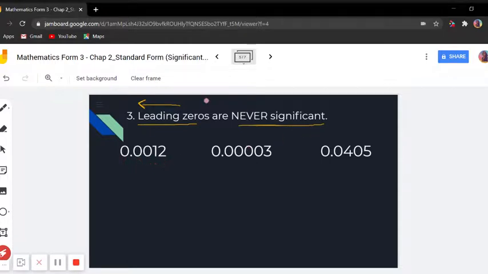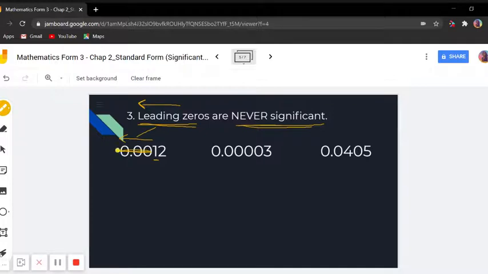0.0012. So let's take a look where the first non-zero number is here. The first non-zero number here is 1. So the 0 at the left side will be called a leading 0. It was stated here that leading zeros are never significant. So this will be considered as not significant.